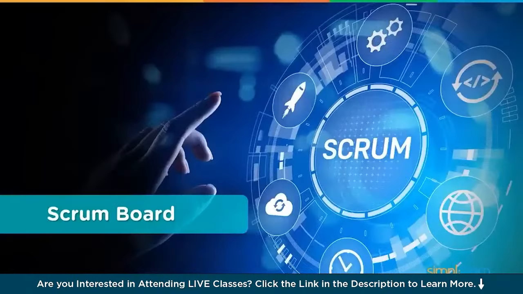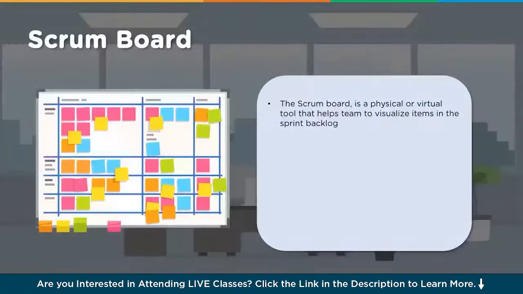Then there is something called the Scrum Board, which is used during this flow of Scrum, right from product backlog to the creation of that increment. So let us look at what a Scrum Board is, which is used during the Scrum practice. A Scrum Board is a physical or virtual tool that helps the team visualize items in the sprint backlog. It helps in tracking what has been delivered, what is in progress, and what needs to be delivered further.